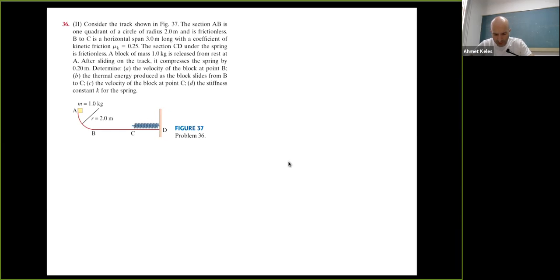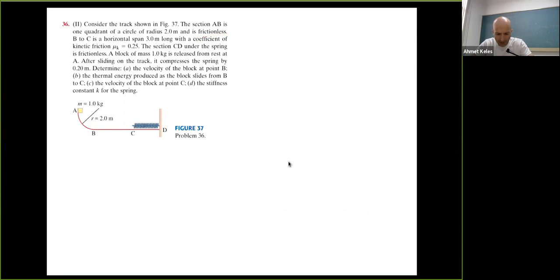Consider the track shown in this figure. The section AB is one quadrant of a circle of radius 2 meters, this part. This is a quarter of a circle, if you like. It's hard to draw, but like this, maybe. One quadrant of a circle, and it is frictionless, good.